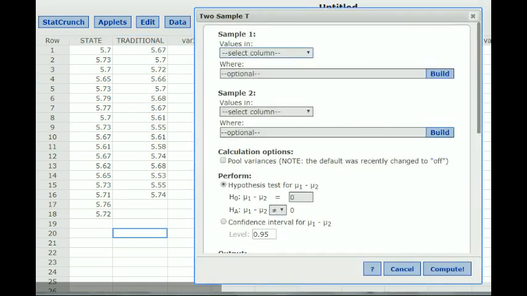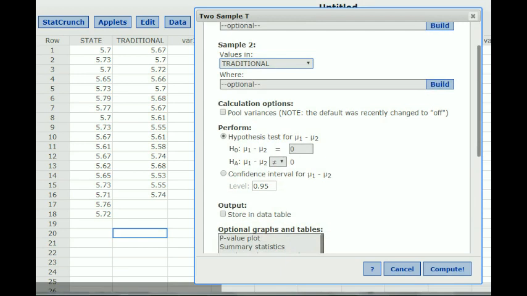Alright, so I select my first column, which is state, the state quarters. My second column is the traditional quarters. Make sure that pool variances is unchecked. Now here's where it gets a little unique. Remember, our null was mu1 equals mu2, which is the same thing as mu1 minus mu2 equals 0. This is the way StatCrunch handles this. And then our alternate hypothesis is mu1 minus mu2 is going to be some operator compared to 0.